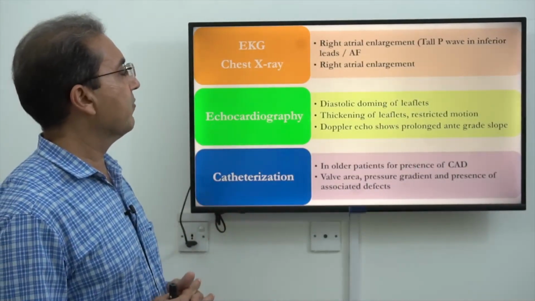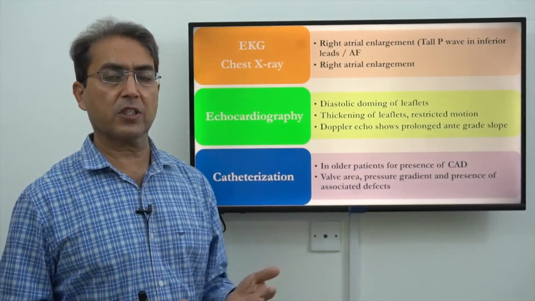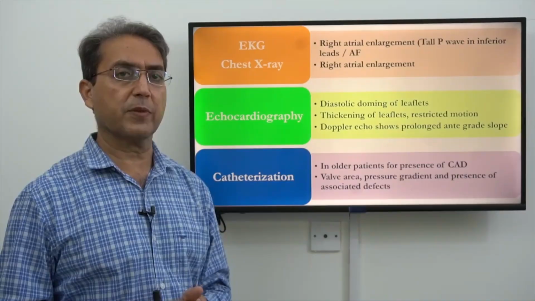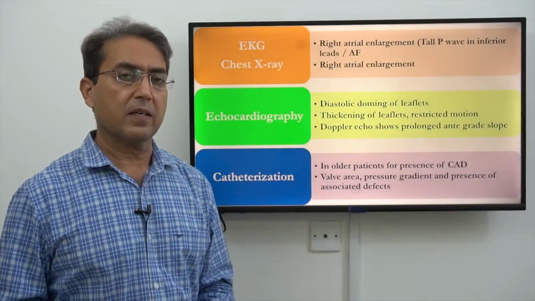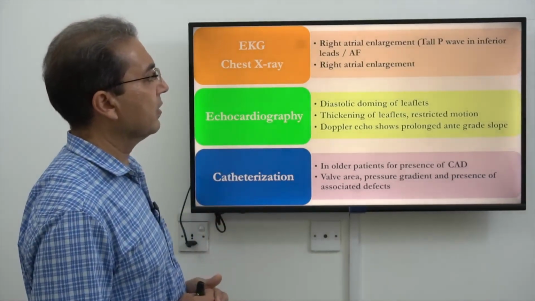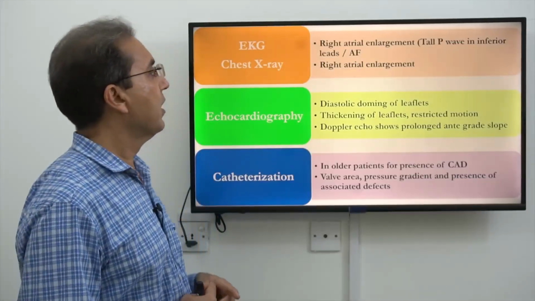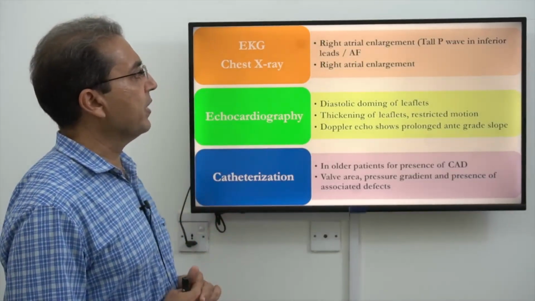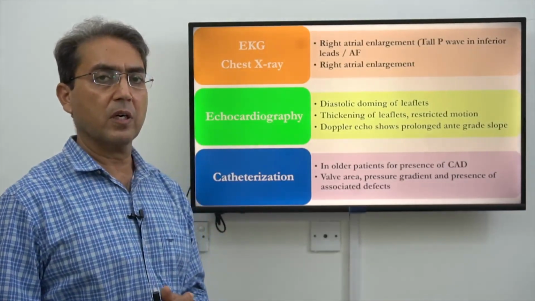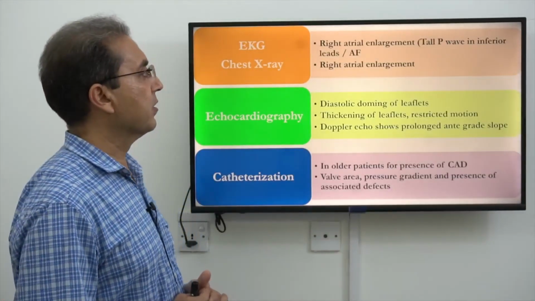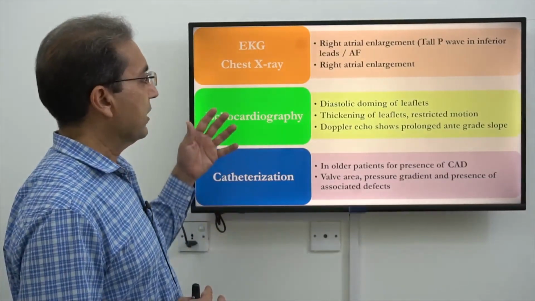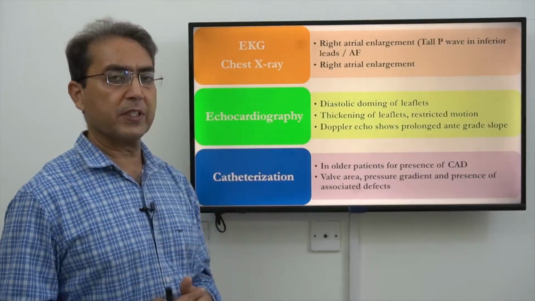Then we investigate. In addition to the general investigations like CBC, renal function testing, liver function testing, serum electrolytes, and blood sugar, we go for testing for the involvement of the tricuspid valve. In the ECG, we may see right atrial enlargement, that is, tall P waves in inferior leads, particularly lead 2. The patient may show features of atrial fibrillation. A chest X-ray may show right atrial enlargement, especially in the lateral view.